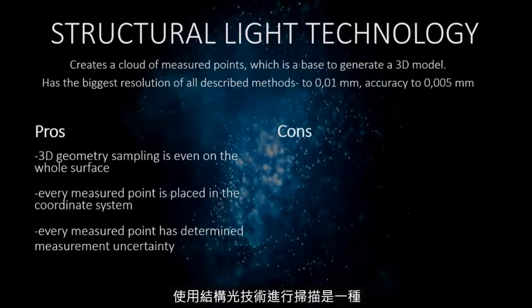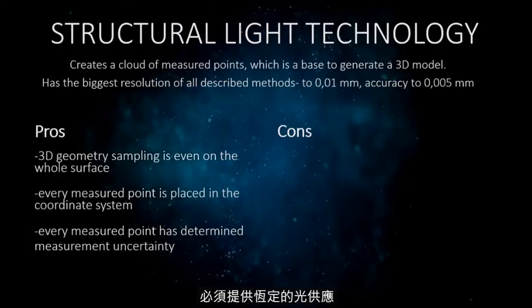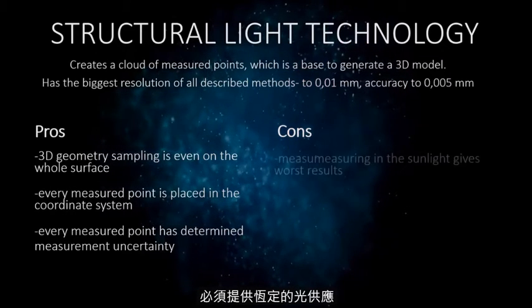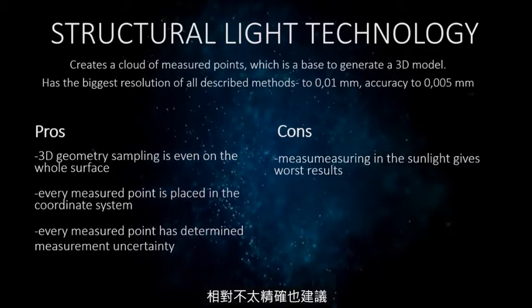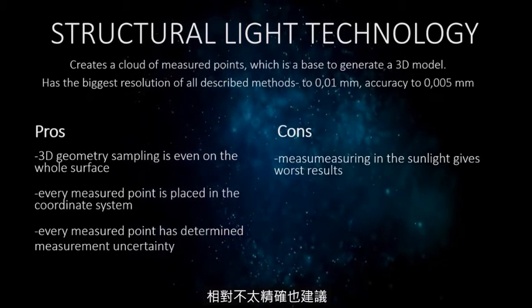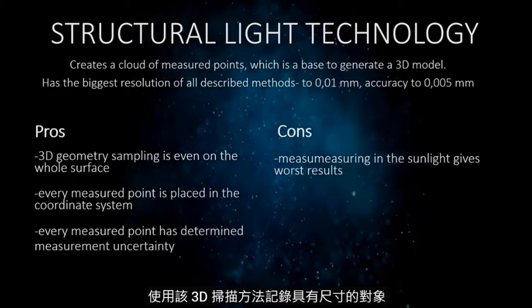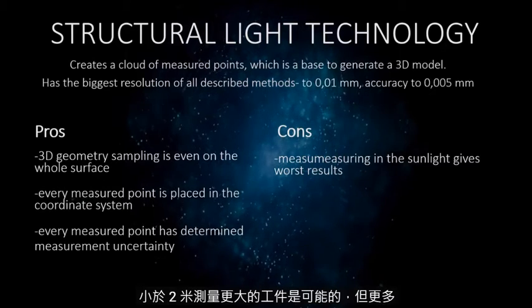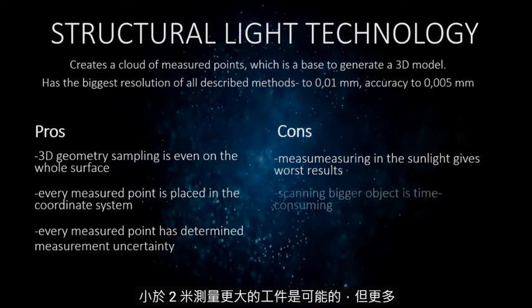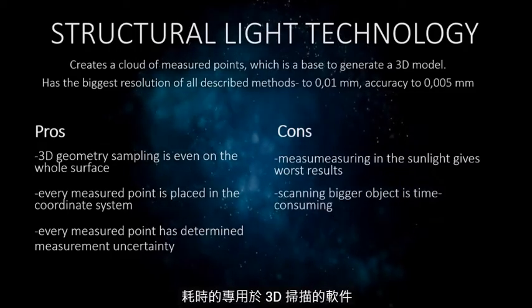A necessity of scanning with structural light technology is to provide a constant light supply. Measuring in sunlight is possible, but hard to perform and relatively less precise. Also, it is recommended to use that method of 3D scanning for documentation of objects with dimensions smaller than 2 meters. Measuring bigger artifacts is possible, but more time-consuming.